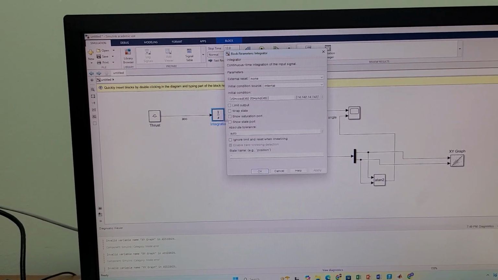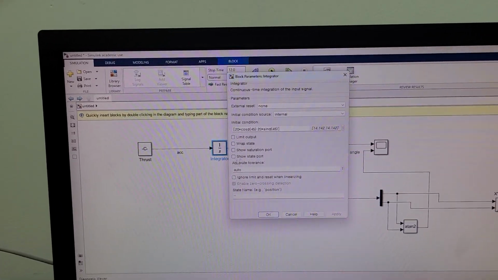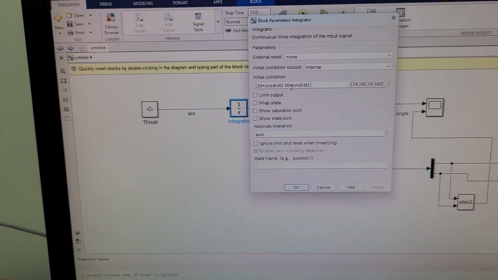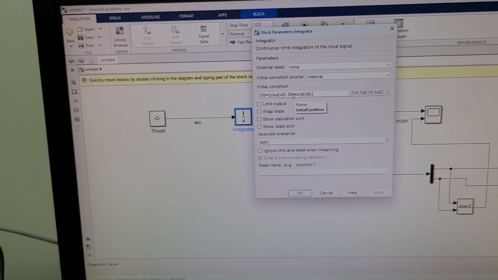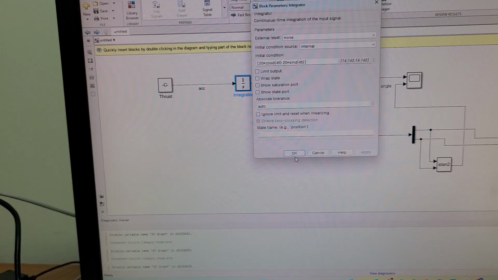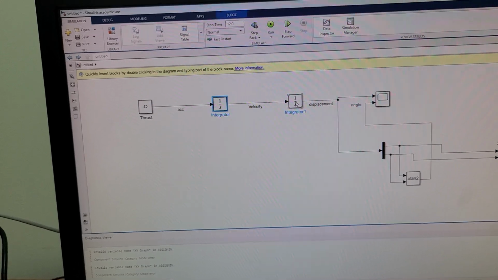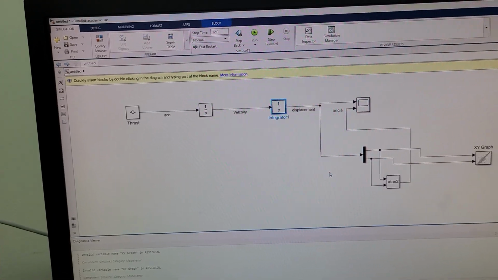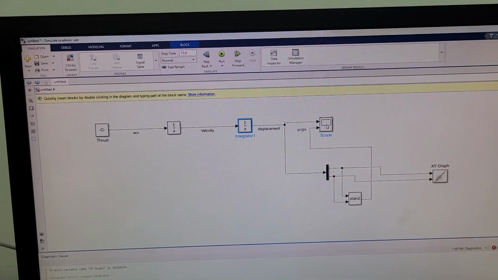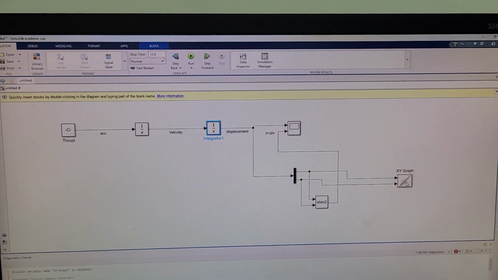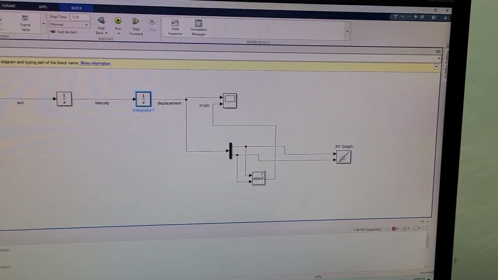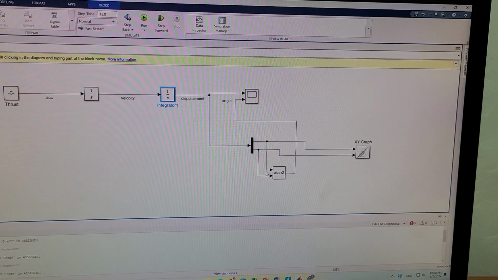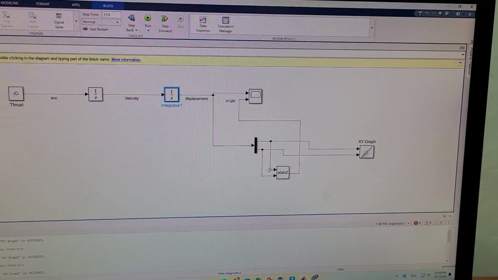For the velocity, we have the initial conditions. The initial conditions come out to be 20 cos 45 degrees, and the y component is 20 sin 45 degrees. The initial conditions for the displacement are equal to 0. We have the scope to see the waveform plots, and we have an XY graph as well. And here, to see the angle theta, that is equal to tan inverse of y by x.